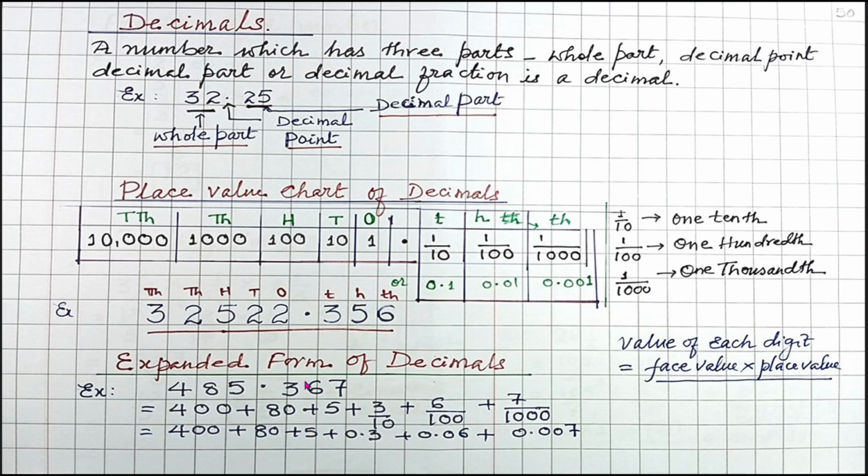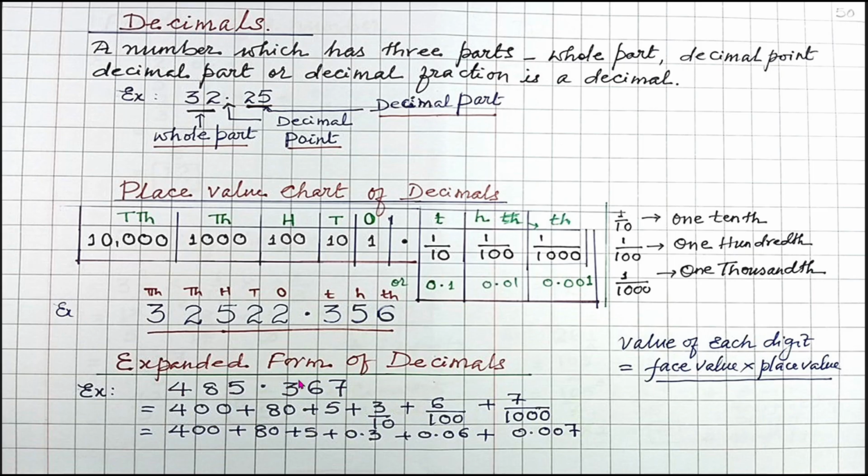So 3 by 10, 6, the place value is 100, therefore it is 6 by 100, and 7 is 7 by 1000. So when we rewrite them, 485, and 3 by 10 is 0.3, 6 by 100 is 0.06, and 7 by 1000 is 0.007. When we add them, we get again 485.367. So this is the expanded form of the given decimal number.